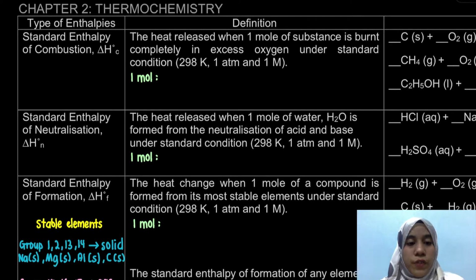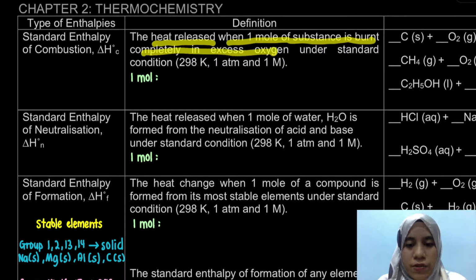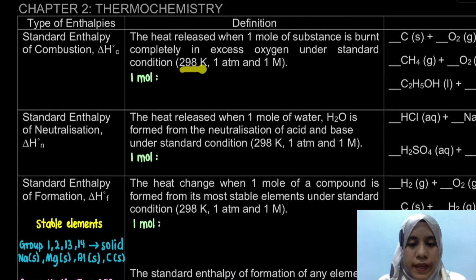So what about the definition? For each different type of enthalpy, we will have a specific definition. The standard enthalpy of combustion is the heat released when 1 mole of substance is burned completely in excess oxygen under standard condition. Again, we have to mention the standard condition is 298 K, 1 atm, and 1 molar. It is very important for you to write down what the 1 mole is, because different enthalpies will have different 1 moles. In this case, it mentioned 1 mole of substance is burned completely in excess oxygen, so our 1 mole here must be our reactant.